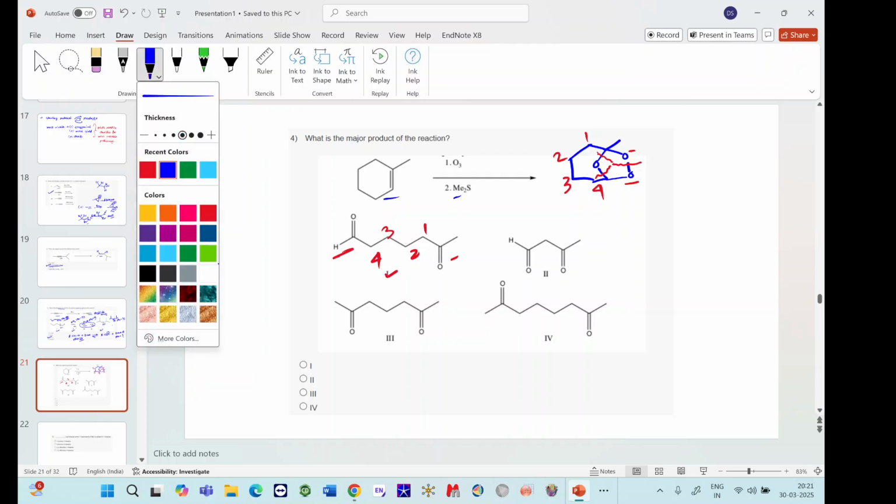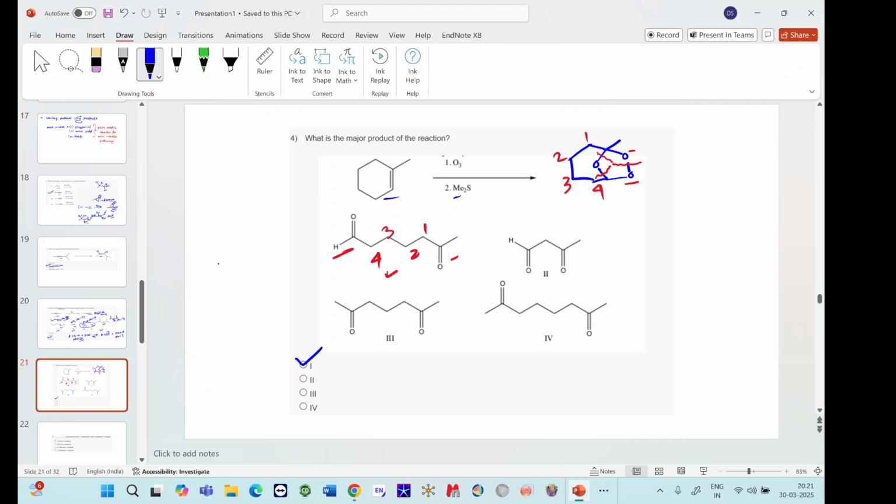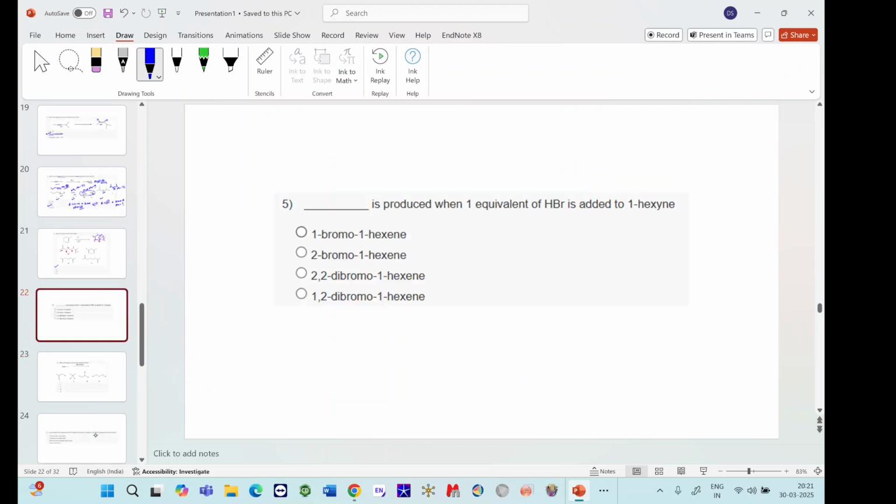The right answer is one. Move to the next question. So this is a plant. So something is produced when one equivalent of HBr is added to 1-hexyne. And let us draw it.